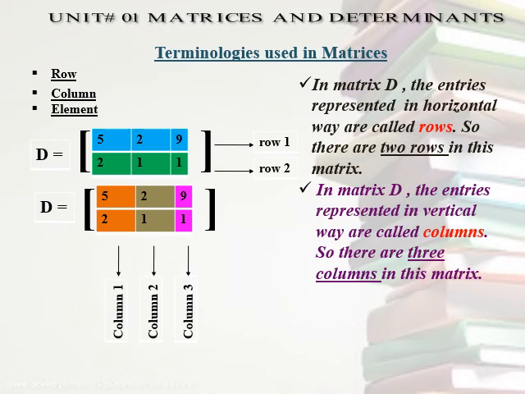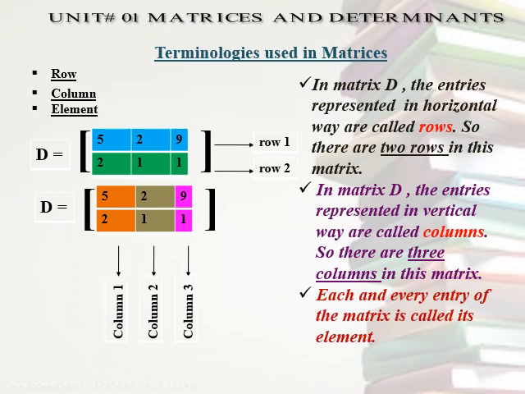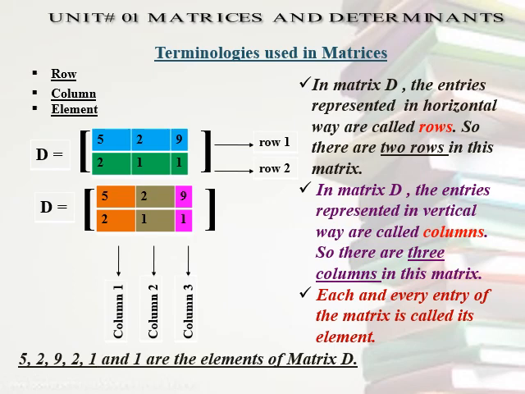I hope you are clear with the concept of rows and columns, and now the third terminology is element that you use in matrix. Each and every entry of the matrix is called element. Here 5, 2, 9, 2, 1 and 1 are the elements of matrix D.